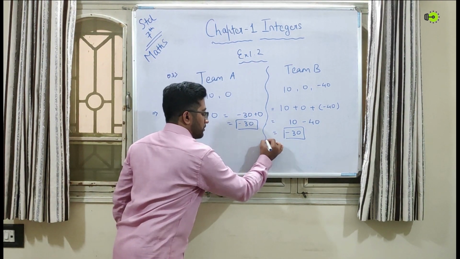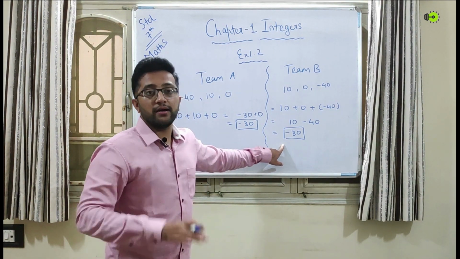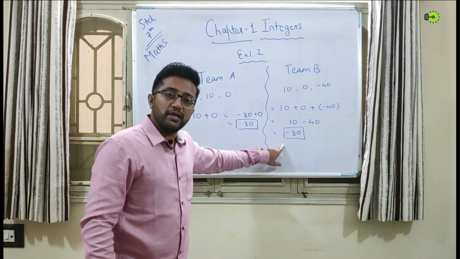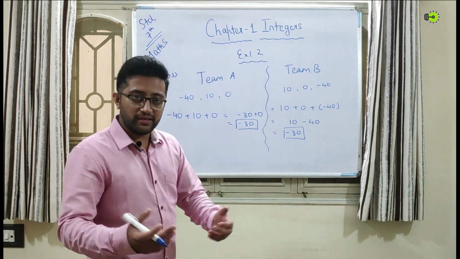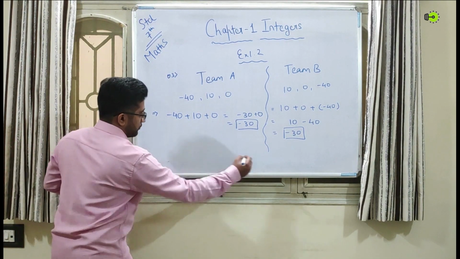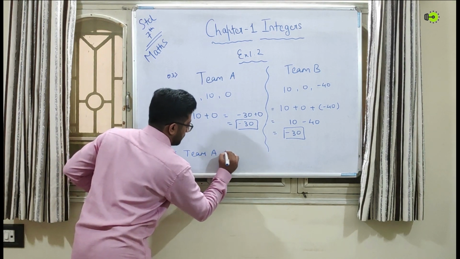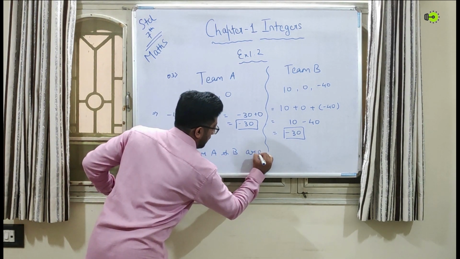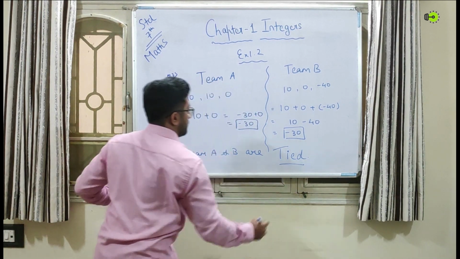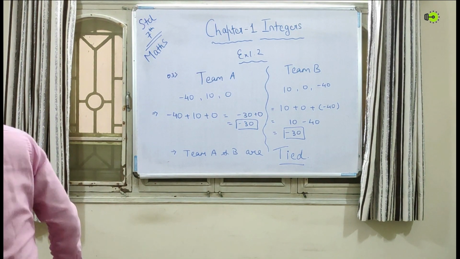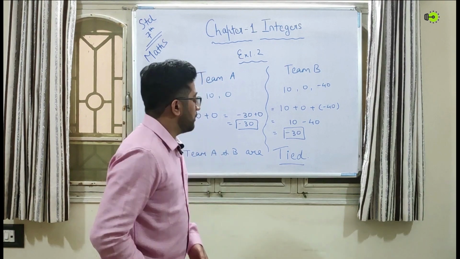So what is the answer for the first question asked here? Team A and team B are tied, they have scored the same score. So here there is no winner, both of them have scored the same, so there is a tie. You can write down team A and B are tied.